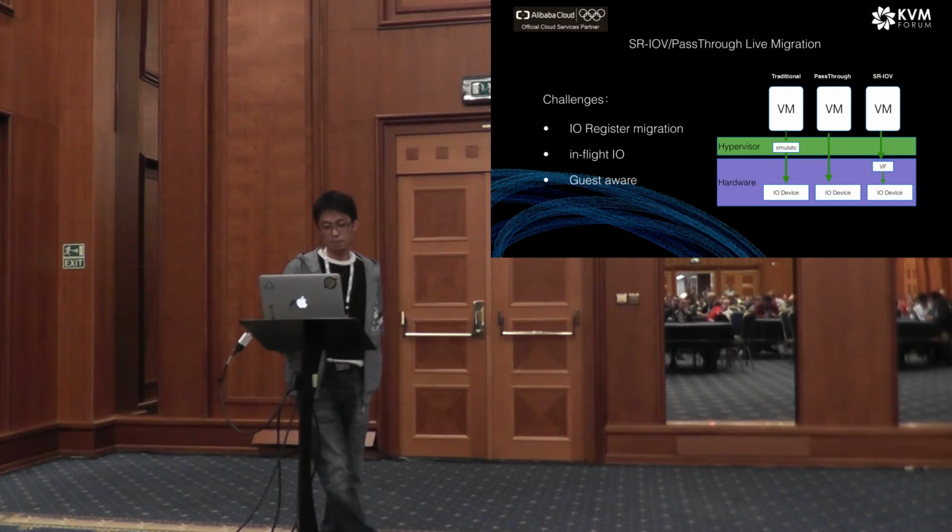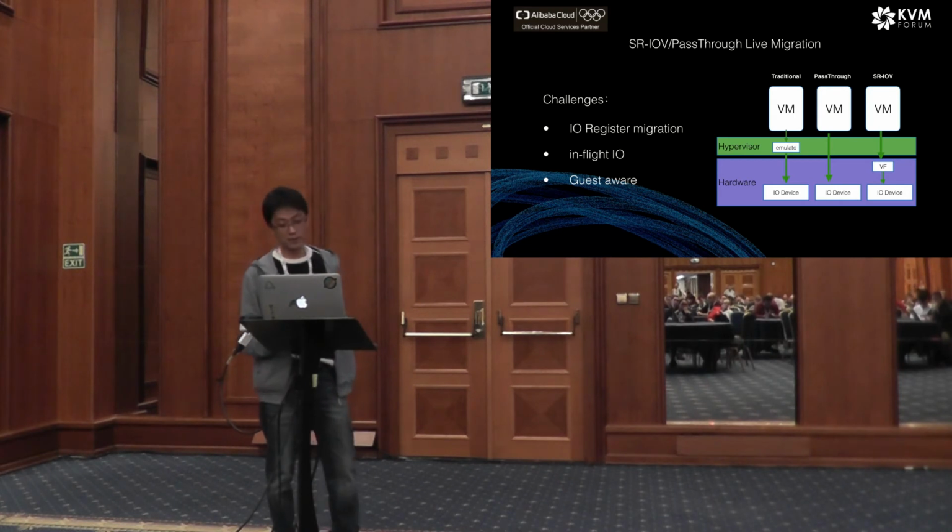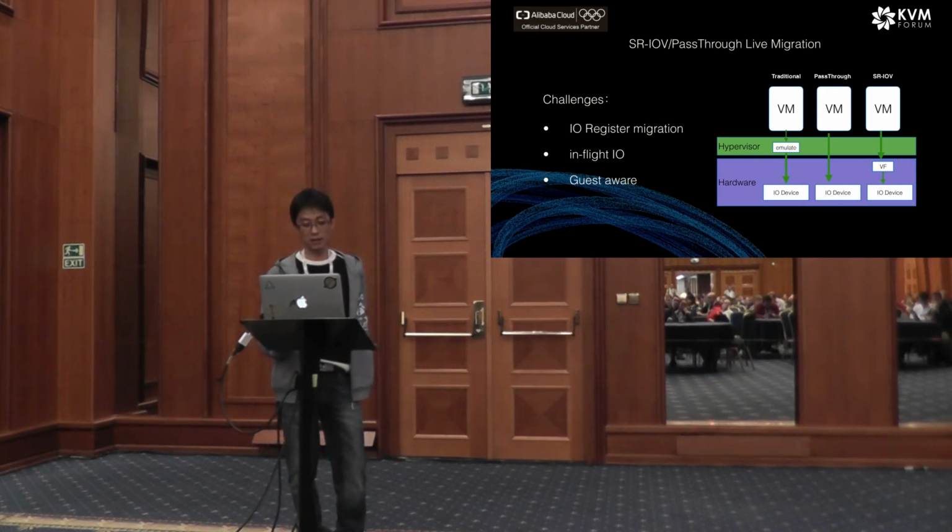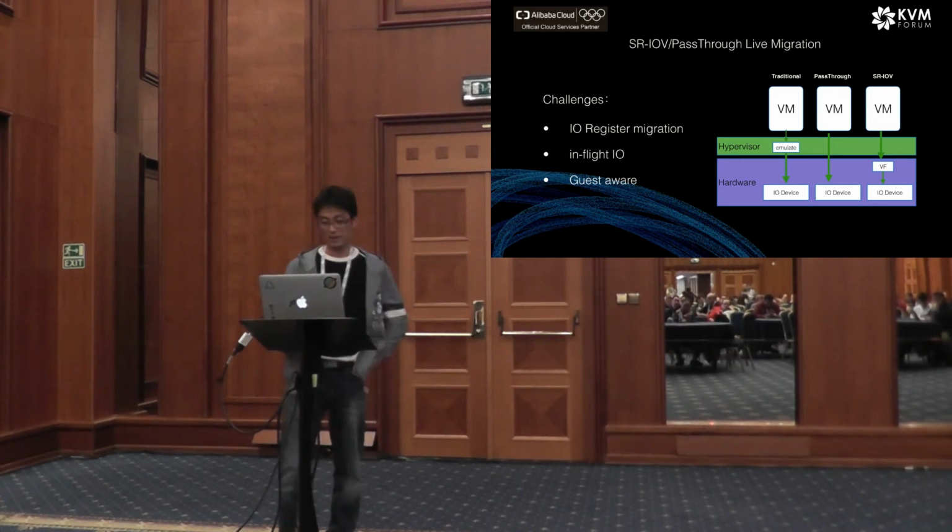The worst thing is that SR-IOV and pass-through make the guest aware of the live migration, which is really frustrating. Before doing KVM live migration, we put a lot of effort into Xen to enable Xen live migration in our cloud. Xen's live migration relies on ACPI to suspend the VM, so the drivers in the VM are involved in the live migration. We spent a lot of effort handling different drivers, different versions of drivers, and different VM distributions. So this guest awareness is really frustrating.